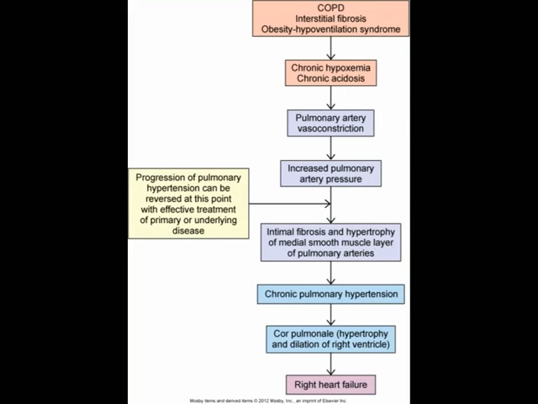Now this slide is showing the process by which somebody with COPD can end up developing pulmonary artery vasoconstriction, which leads to increased pulmonary artery pressure, which causes the patient to develop chronic pulmonary hypertension. And that chronic pulmonary hypertension then causes the person to develop right heart failure.